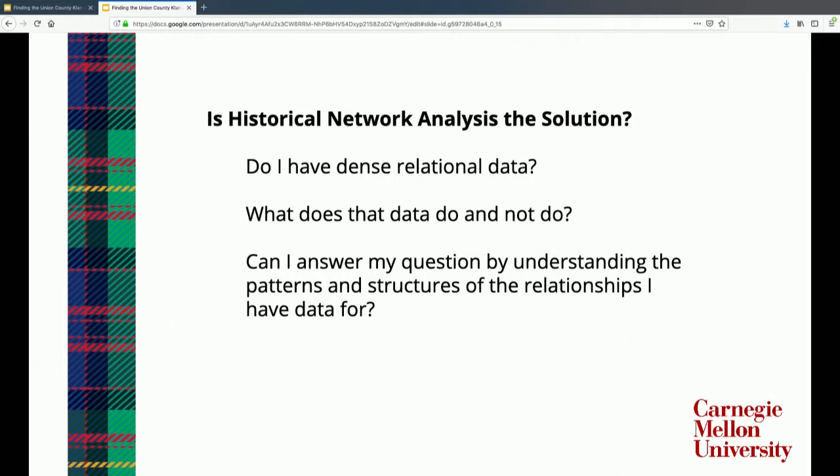Secondly, you have to ask yourself, what does your data do and what does it not do? So in my case, my data cannot tell me, for instance, who actually attacked whom in Union County during this time. It can tell me who reported to the sheriff that somebody attacked them, right? And so what I have is a network, not necessarily exactly of who did what, but a network of who was in conflict with whom and made allegations against whom. So I have a network of allegations, which hopefully has some relationship to the network of actual violent acts, but I have to know that's what my data does.